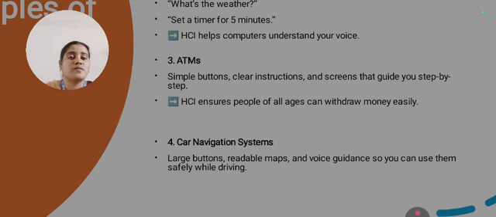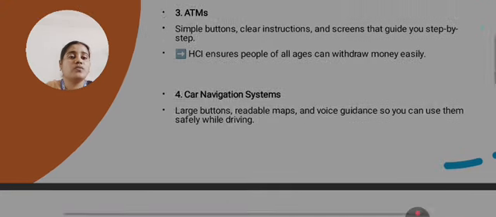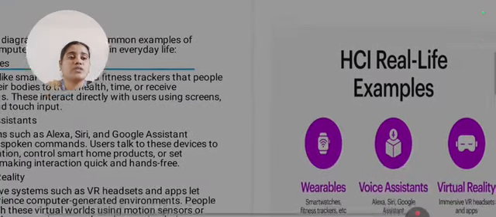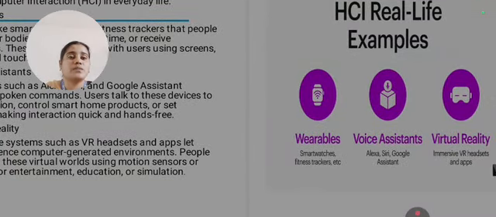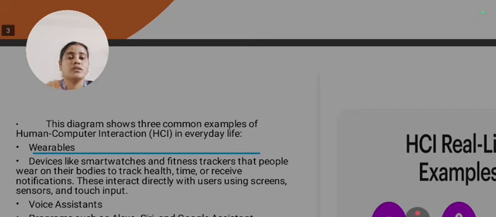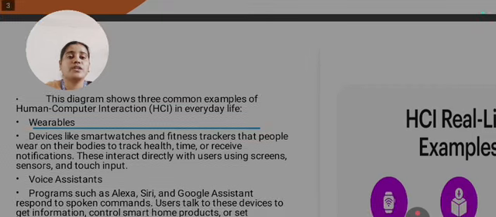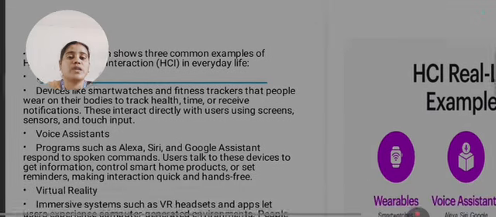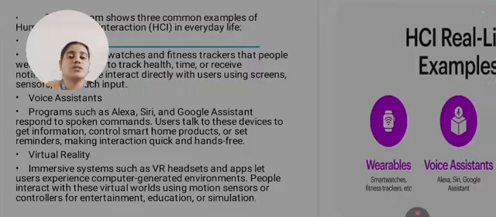Fourth one is the car navigation systems. It provides large buttons, readable maps and voice guidance so you can use them safely while driving. Next one is the HCI real life examples. This diagram shows three common examples of human-computer interaction in everyday life. First one is wearables, second one is voice assistants, third one is virtual reality.